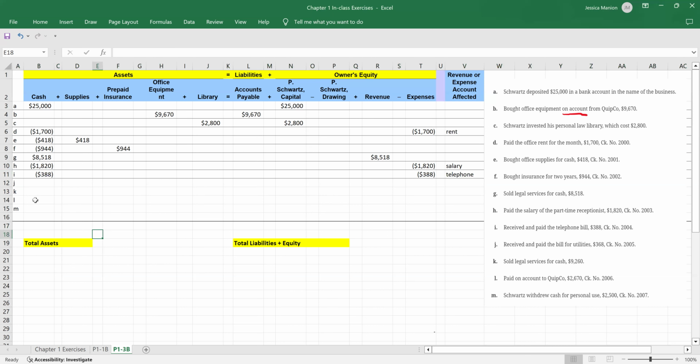Letter J, received and paid the bill for utilities. Okay, good. This is another expense. We did this in letter D. We did this in letter H. We did this in letter I. Now we're just paying a different expense, but it's negative 368 to cash. And when we incur those expenses, that decreases our equity. So this is utility expense.